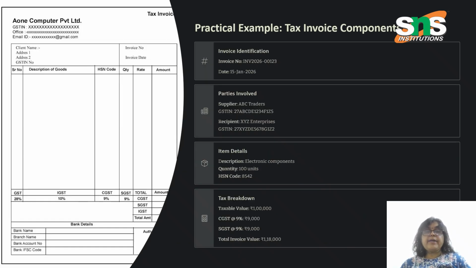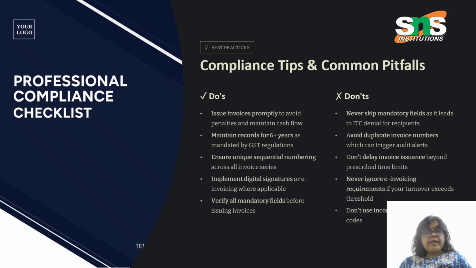This is an example of a tax invoice given by a Computer Private Limited. You can find that the GST number is given, the office address, and the email ID. Here you have the client name and address, that is the customer's GST number, the invoice date, and the serial number. You have the description of goods, any special code for the goods being delivered, quantity, rate, and amount. The GST information, whether central GST or state GST, and the total, everything has been given.